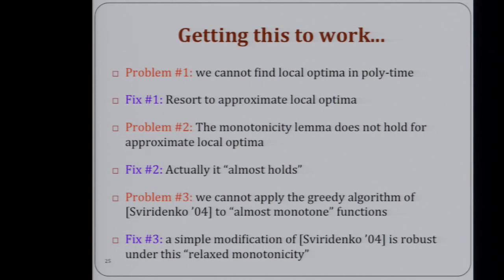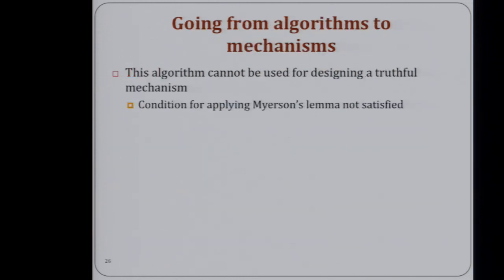So with all this together, we can get our algorithmic result. Eventually we had to produce little fixes here and there, but by using approximate local optima and the approximate monotonicity property, we were able to get this 2e over e minus 1 approximation. So this was the algorithmic approach. Now, how do we convert this to a mechanism?